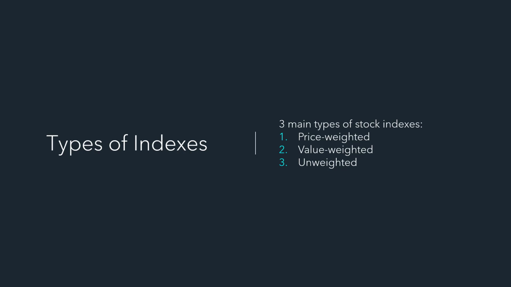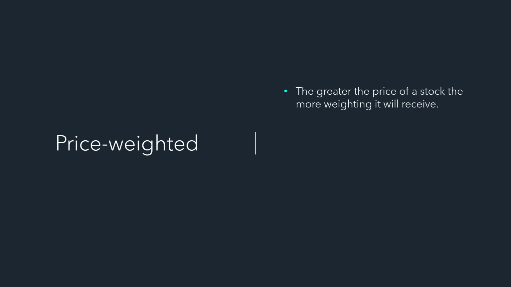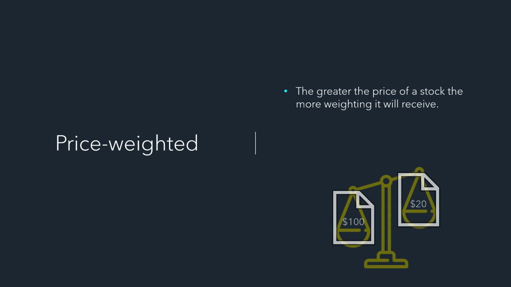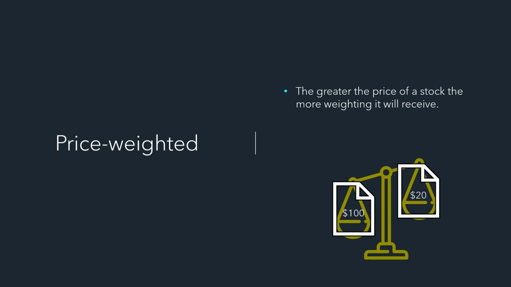There are three main types of stock indexes: price-weighted, value-weighted, and unweighted. In a price-weighted index, the greater the price of a stock, the more weighting it will receive. Say you have an index made up of two stocks. One is priced at $100, the other is priced at $20. The change in price for the stock priced at $100 will have more of an impact on the index than the stock priced at $20.